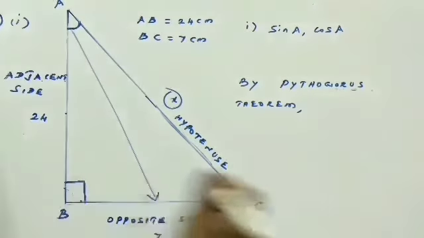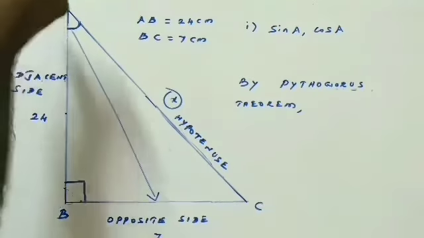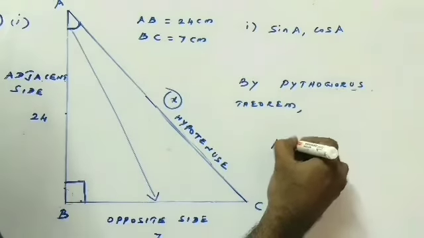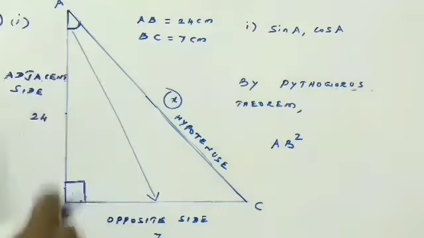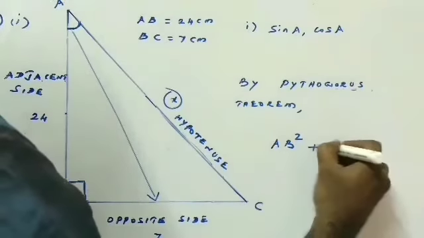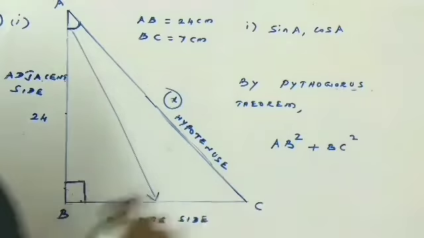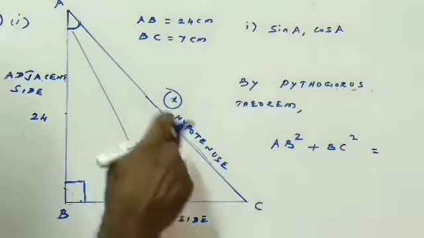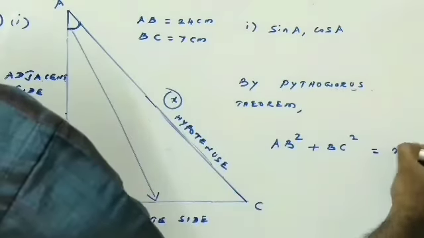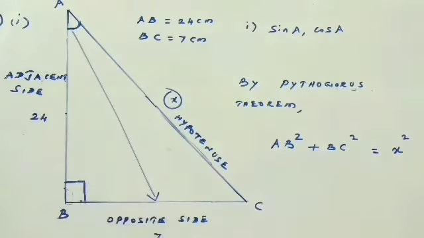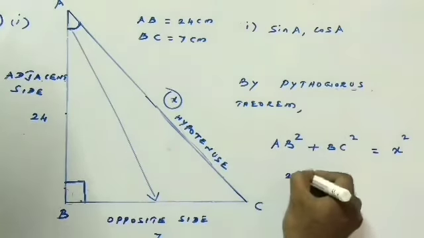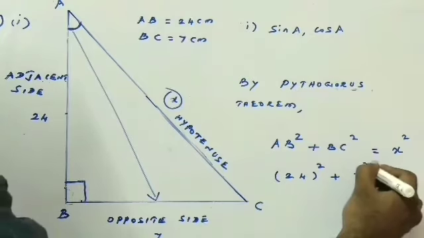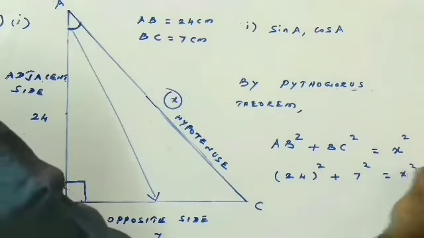Opposite square, that is BC square, adjacent square, that is AB square. First I am going to write AB square plus BC square. Also you can write BC square plus AB square equal to hypotenuse square. We don't know the hypotenuse side, so simply put x square. Now the value of AB is 24. 24 square. For BC put 7 square equal to x square.